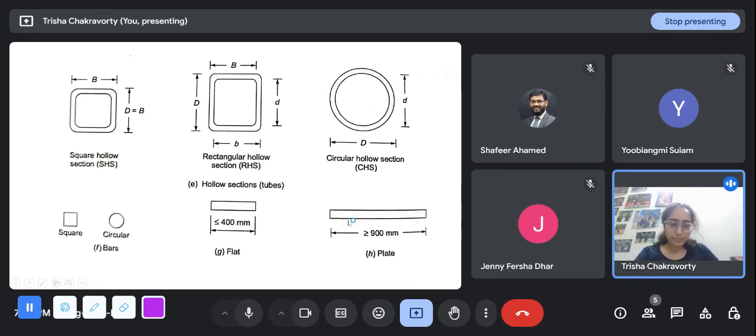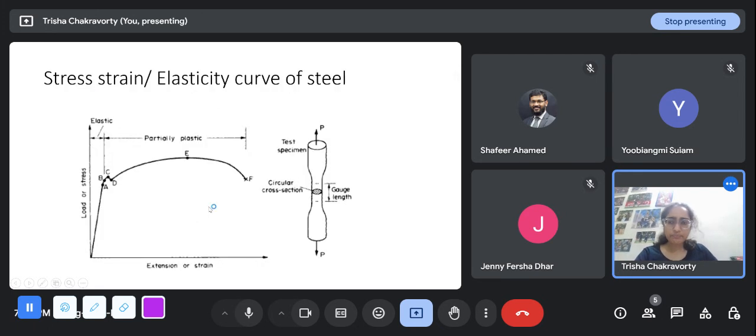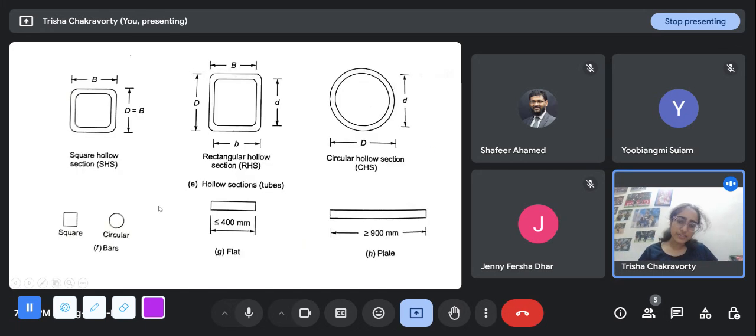These are flats and plates. These have one dimension that is large, but one dimension that is really thin. This is the elasticity curve that we have looked at. This is obtained by performing a tensile test on the steel. That is, we take a steel bar. This is a bar with circular cross section.